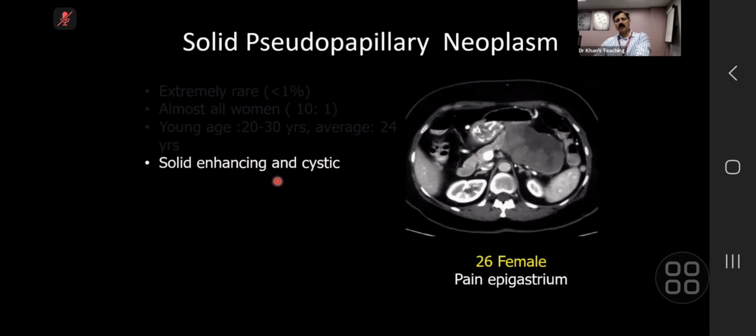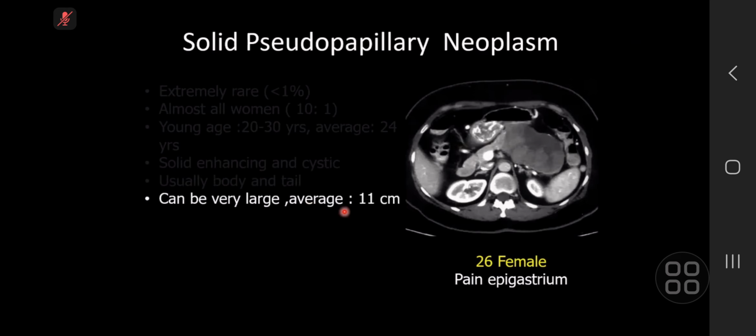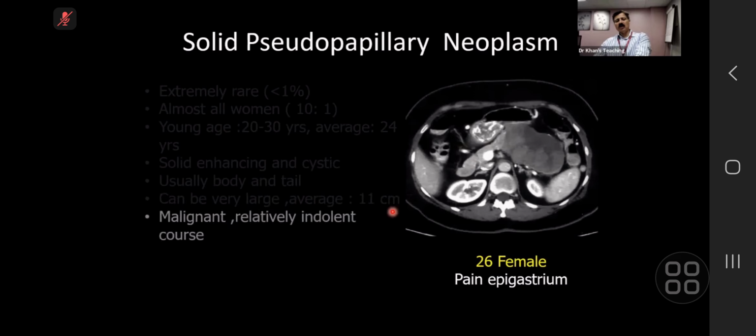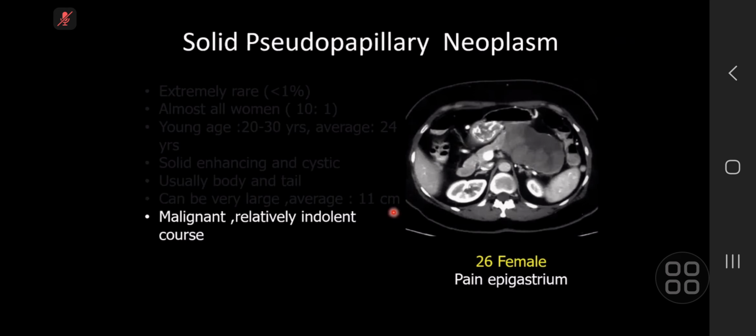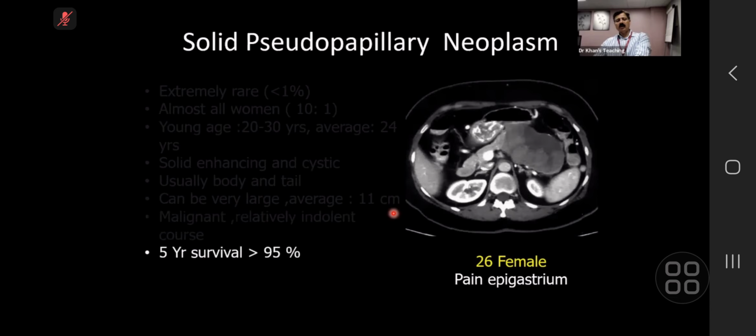It has got solid enhancing and cystic components, usually in the body and tail. It can be very big, up to 11 centimeter, and it is malignant, but interestingly, or luckily, it has a quite indolent course, and 5-year survival is more than 95%.